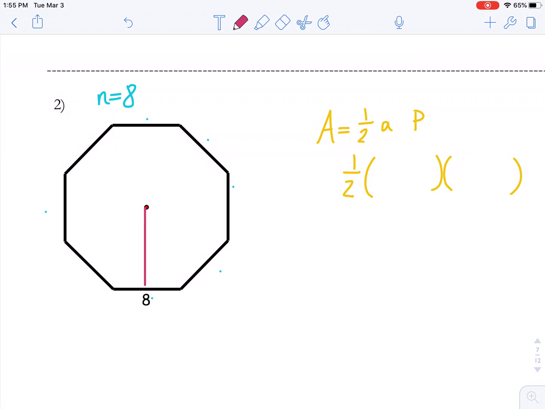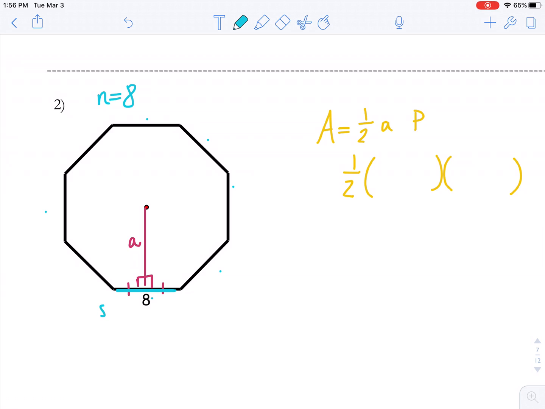So I'm going to draw my apothem in. Remember, it's perpendicular and it bisects my side. And I'll label it A because I don't know what that is yet. What they do give me, though, is that the whole side length is 8.